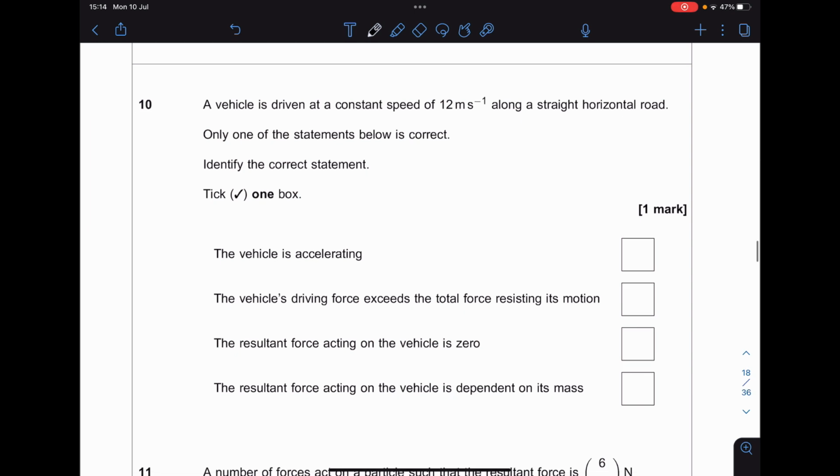Right, so we're on to mechanics now. We've got a vehicle at a constant speed, so the acceleration will be 0, won't it? It's on a straight road, so the vehicle's not accelerating, that's rubbish. The resultant force acting on the vehicle is 0, yes, definitely. Is it dependent on its mass? No, because that comes under F equals ma, but it's not accelerating, so that's rubbish. So it must be the third one there.